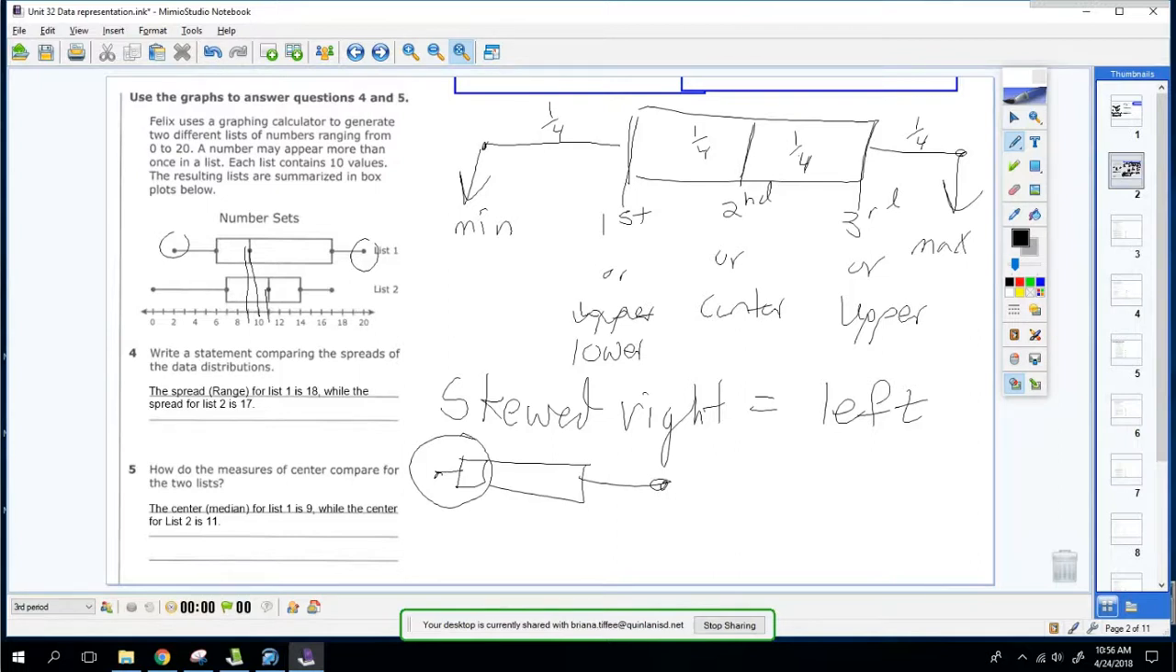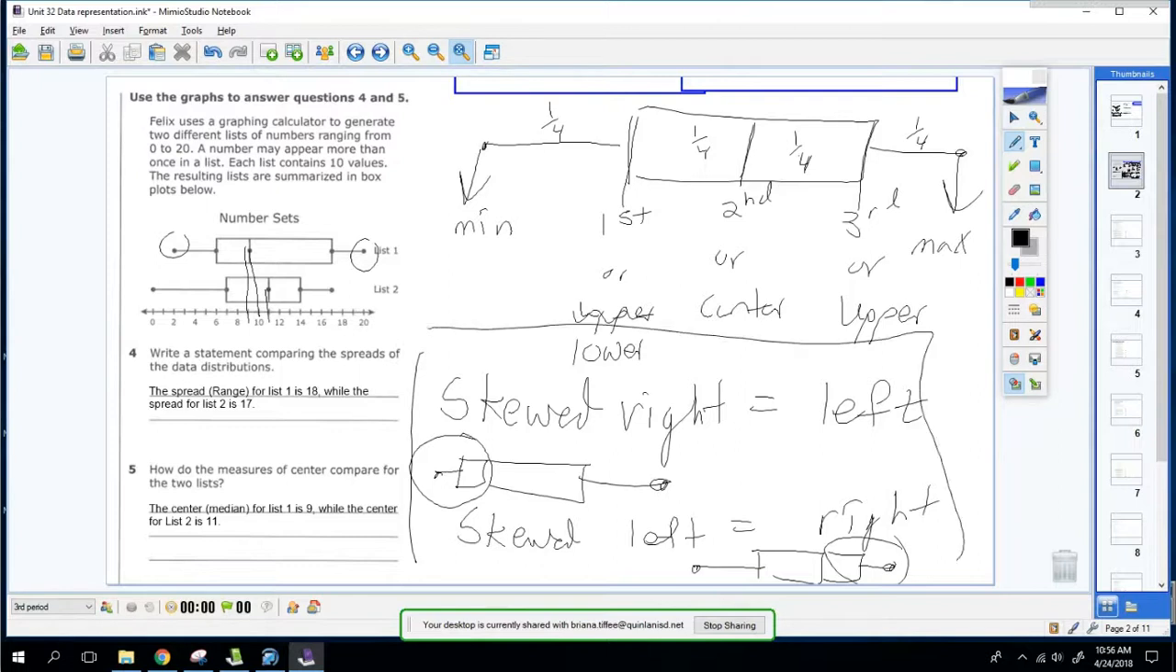So just think opposite. So skewed left means right. So if you had a box plot skewed left, your data would look like this. You see how this is smaller than the other side. I would suggest writing this part down because you have a couple of questions over your homework about skewed.